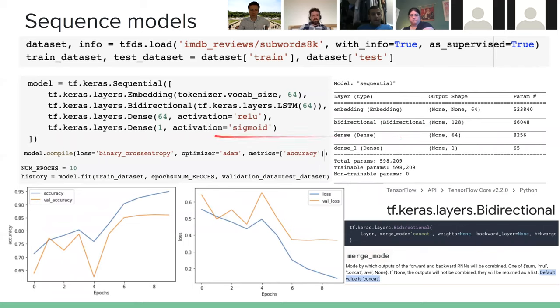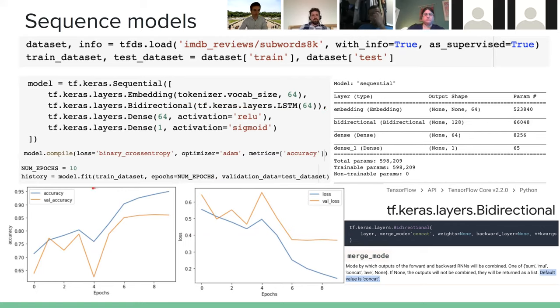Then we added a bidirectional LSTM layer. In the bidirectional layer in TensorFlow, you have something called a merge mode. That could be one of sum, multiply, concatenate, average, or none. By default, it's concatenate. All that means is that you're running a recurrent neural network from left to right, another one from right to left, and you're combining the hidden state from each layer. You're concatenating them, and that is actually the output of this bidirectional LSTM layer.